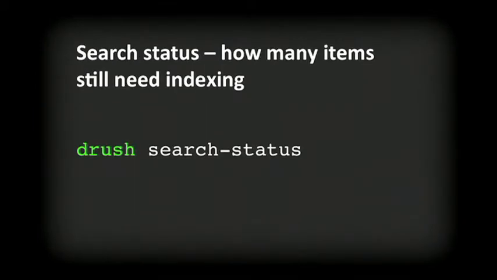Various search settings that you can do on your site. If you want to see how many nodes on your site haven't been indexed yet by your search: if someone wants to use your search, the pages need to be indexed for them to come up in the results. You can probably set that up to run on cron, but if you have just added a whole lot of content that you've migrated and you want to see what's not indexed, you can just go drush search-status and it'll tell you how many items still need indexing.